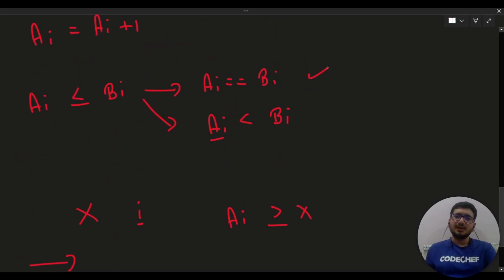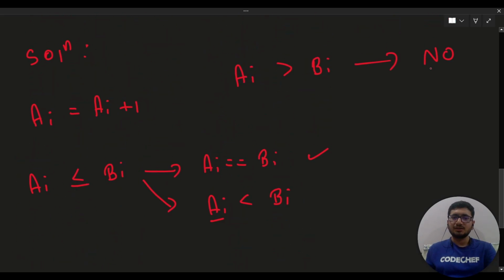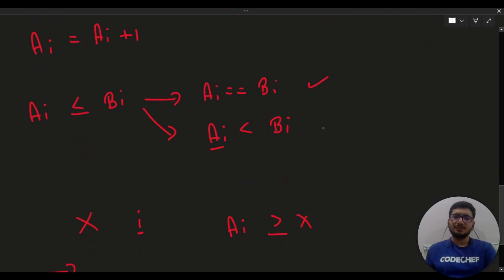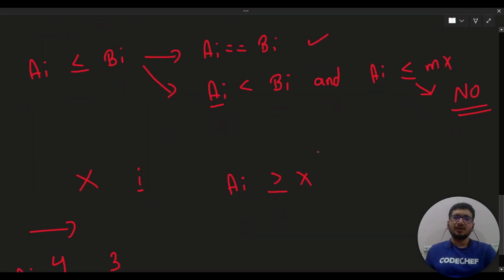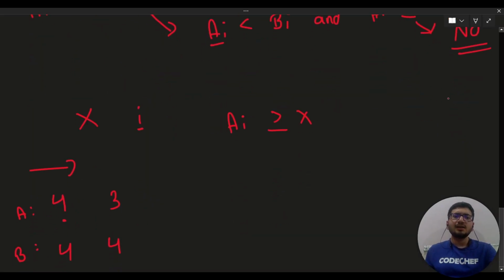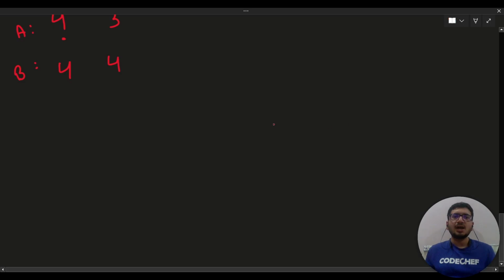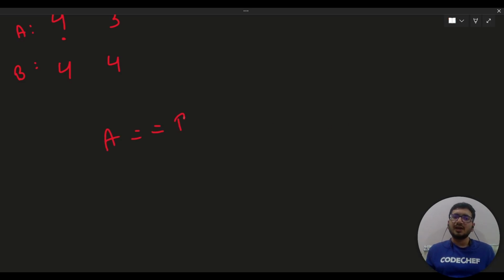So if it is equal, it is good. If it is greater, the answer is no. But if it is less, and additionally, the element that we are traversing with is less than or equal to the maximum that we have seen, again the answer would be no. But if we somehow go over all of these conditions and we still have not reached no, then our answer would be yes, because in that case we can keep on performing the operation and make array A equal to array B, and then we'll get our solution.